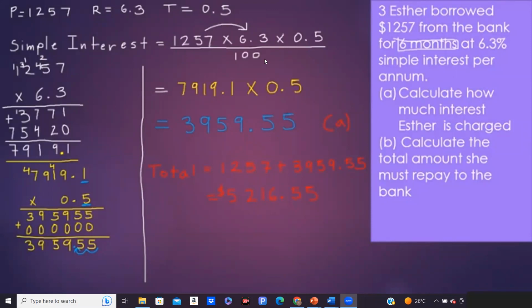Good. And then 1,257 times 6.3 would equal 7,009. Oh no, wait.